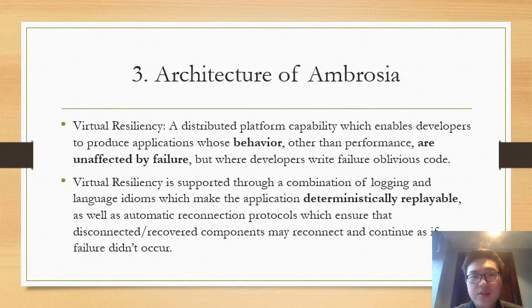Now, let me introduce the architecture of Ambrosia. First of all, let me make clear the concept of virtual resiliency. Virtual resiliency is a distributed platform capability which enables developers to produce applications whose behavior, other than performance, is unaffected by failure, where developers write failure-oblivious code.